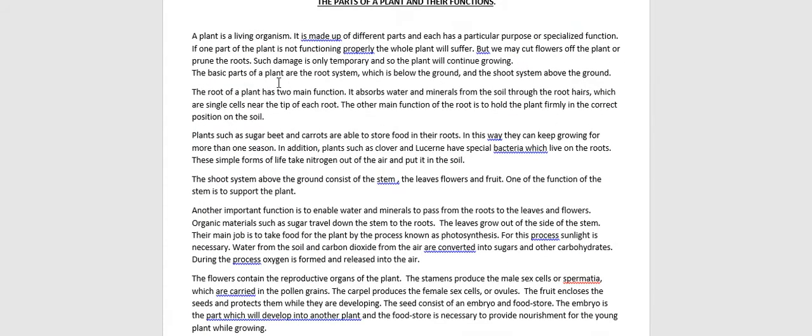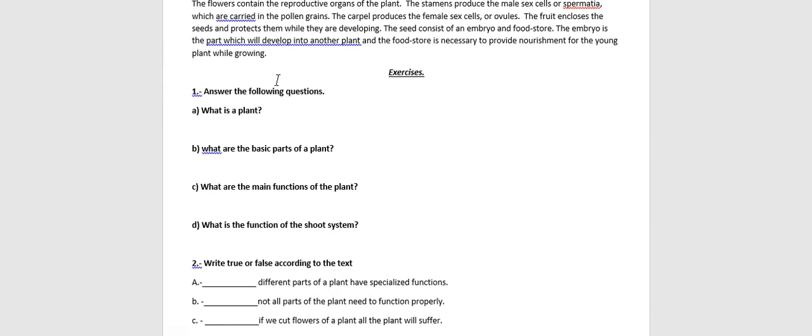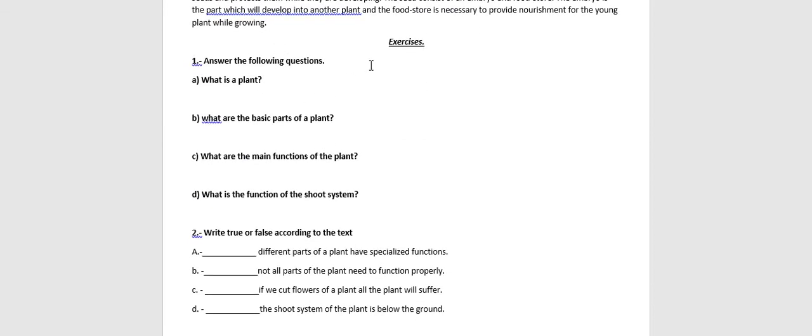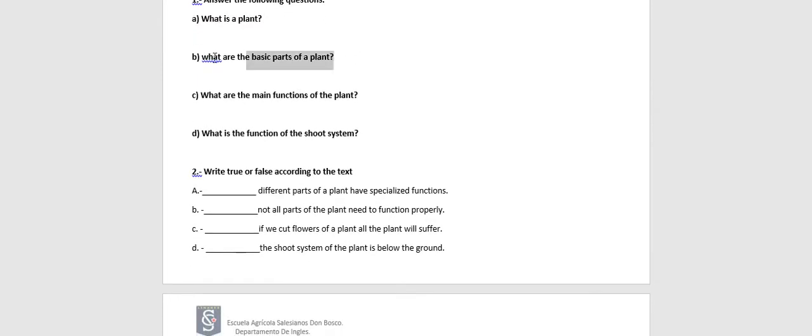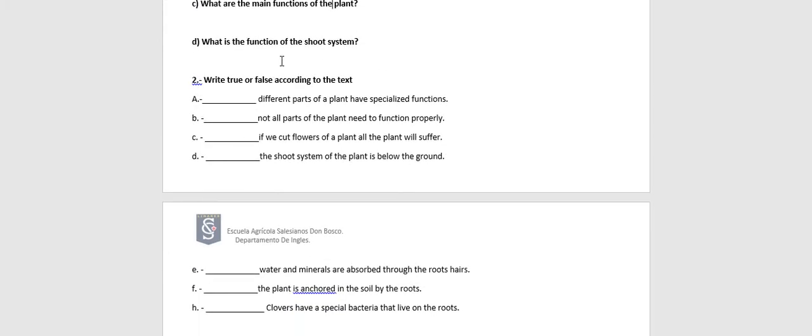Okay, after reading this text, which is very complete about the plants, answer the following questions in English. Responde las siguientes preguntas en inglés. What is a plant? ¿Qué es una planta? What are the basic parts of a plant? Las partes básicas de una planta. What are the main functions of a plant? Las principales funciones de una planta. What is the function of the shoot system? ¿Cuál es la función del shoot system, del sistema aéreo?